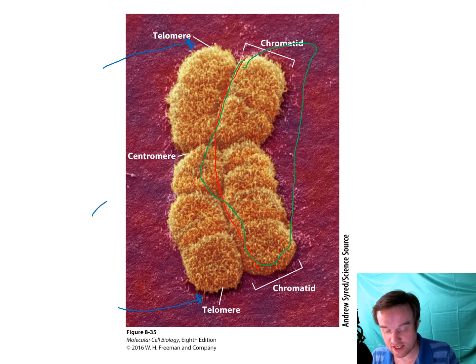And then we have the centromere, which is kind of the center bundling point where spindle fibers attach. It's not necessarily exactly center because the P and the Q arms can be of differing lengths, but it's where the spindle fibers attach and pull the chromosome pairs apart.